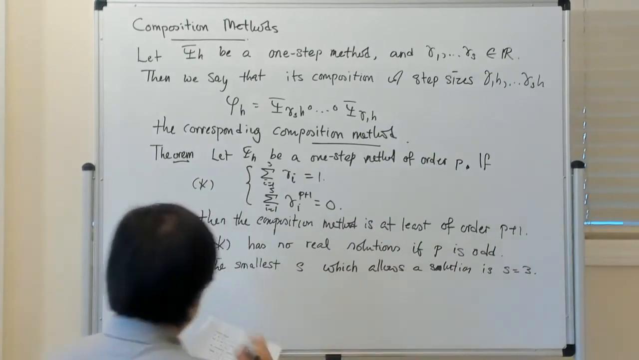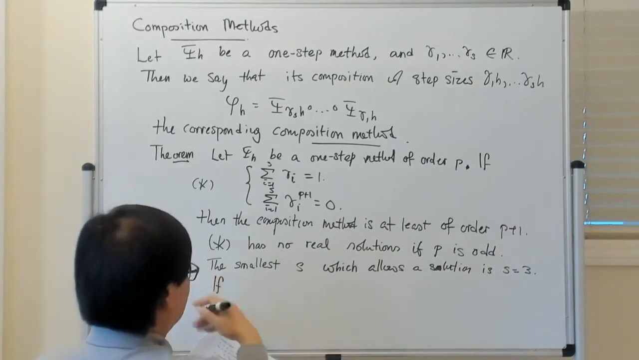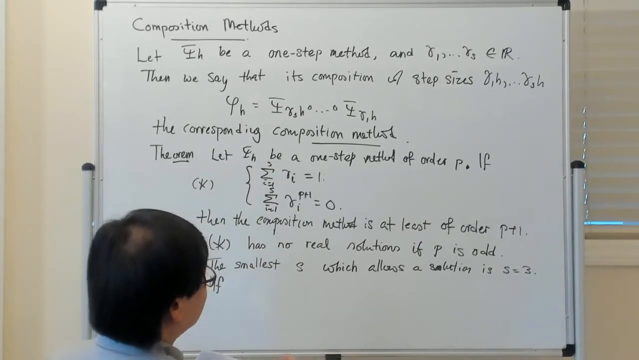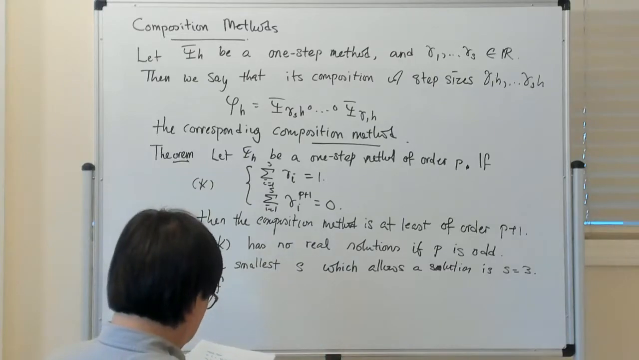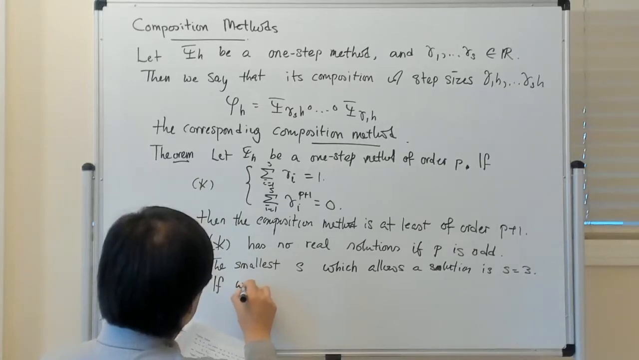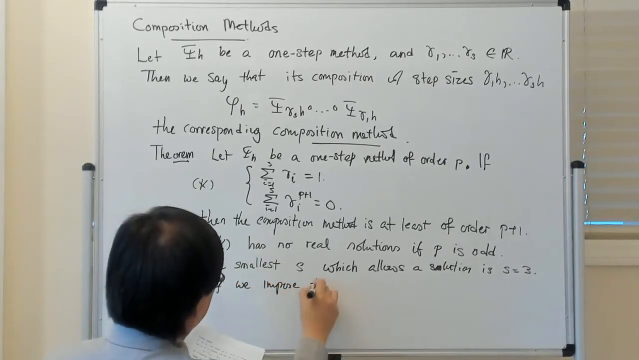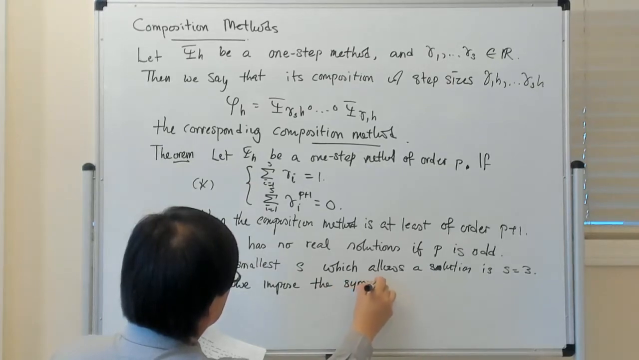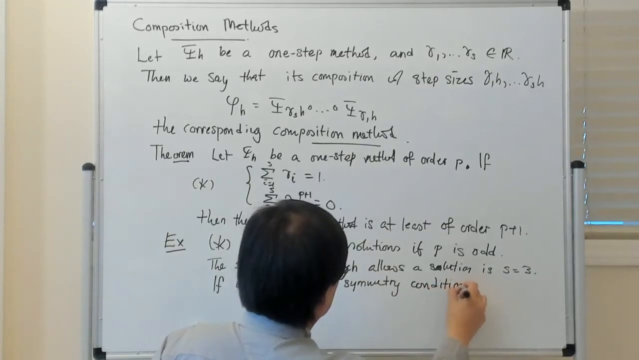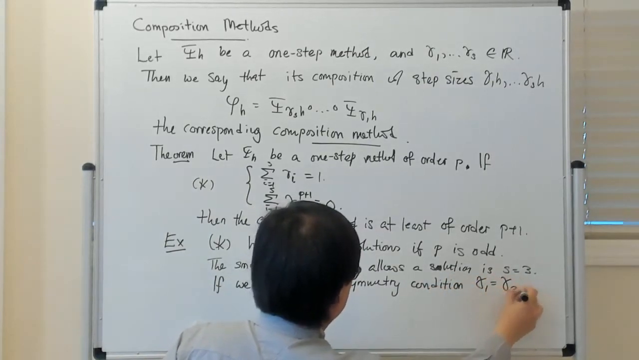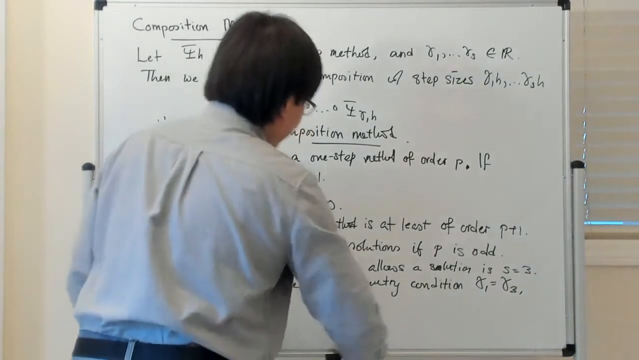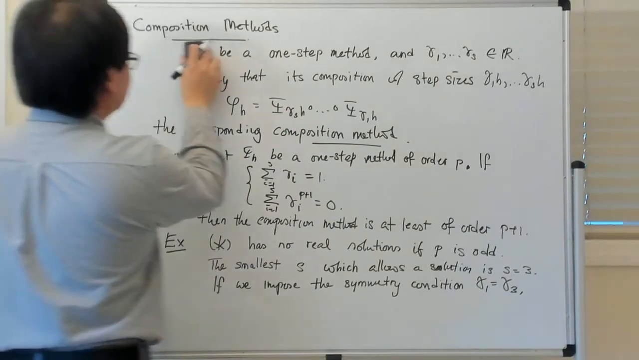So it's perhaps not unusual to impose some sort of symmetry condition, maybe gamma 1 is equal to gamma 3, for the s equals 3 case. So if we impose the symmetry condition, which is that gamma 1 is equal to gamma 3, then we obtain some values for gamma 1, gamma 2, and gamma 3. Let's write this here.